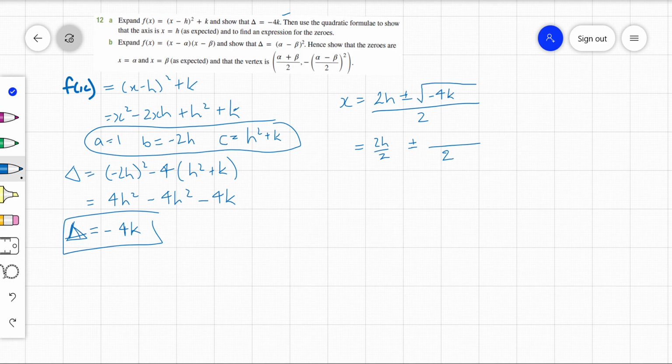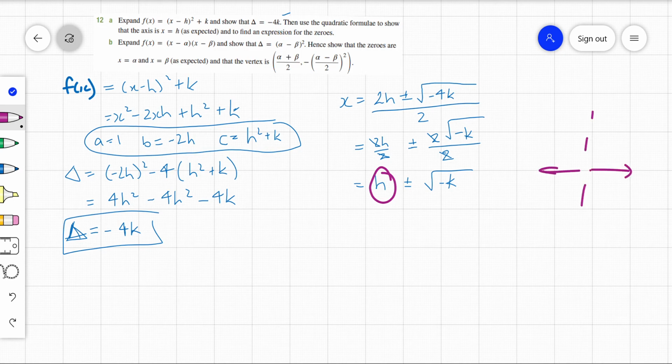Now, we can square root 4, but we can't square root the minus. We do know the square root of 4 is 2, so I'm going to pull that out. But we still have a minus k in there. Okay. If I just simplify that, we get h plus or minus the square root of minus k. So remember, we know that this part is the axis of symmetry, and then we're adding a bit and subtracting the same bit. So we can see the axis of symmetry, or you can use negative b on 2a as well, but the axis of symmetry is x equals h, as expected.